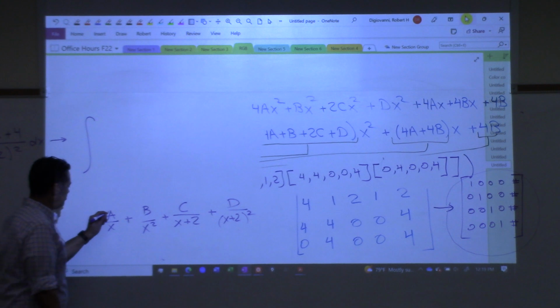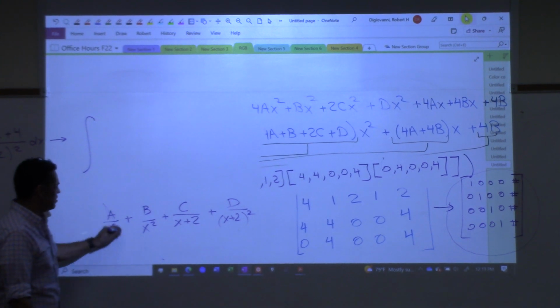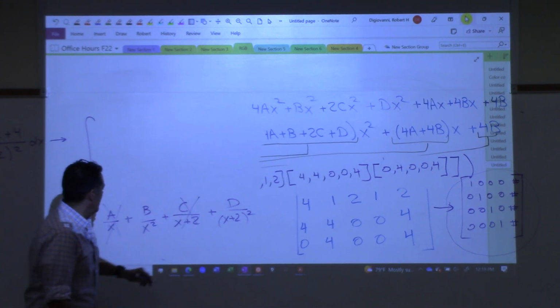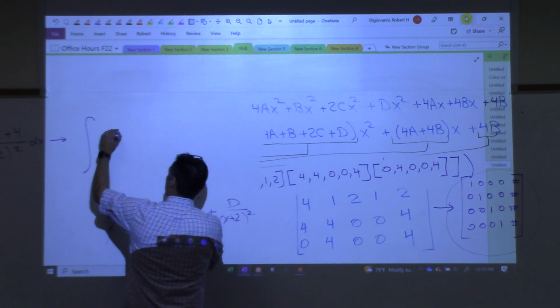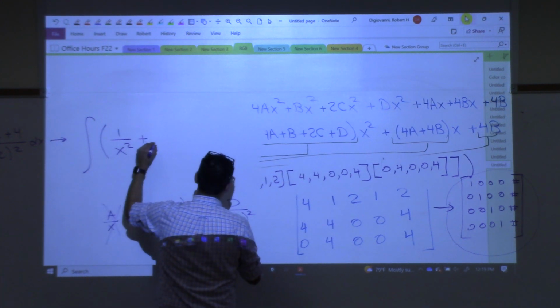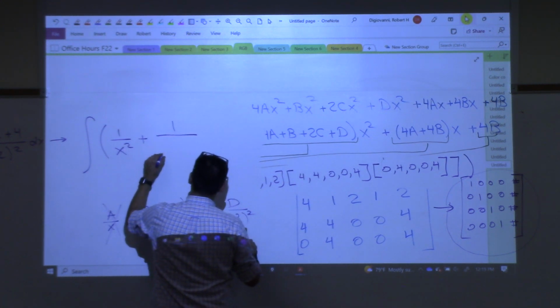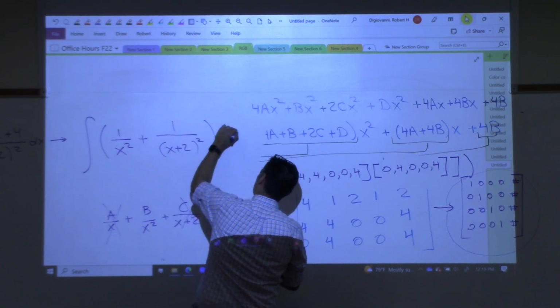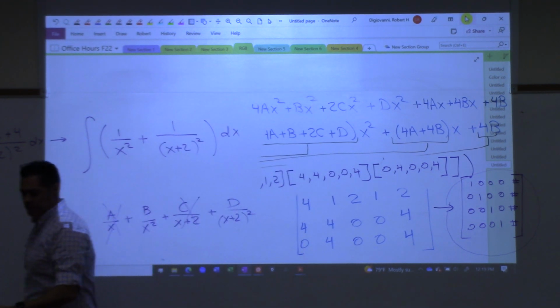A was what? 0, so this is gone. C was 0 as well, right? Yeah, that's gone. And so all we had was b, which was 1 over x squared. And then we had plus d, which was 1 as well, over x plus 2 squared. Nice, it worked out nice.